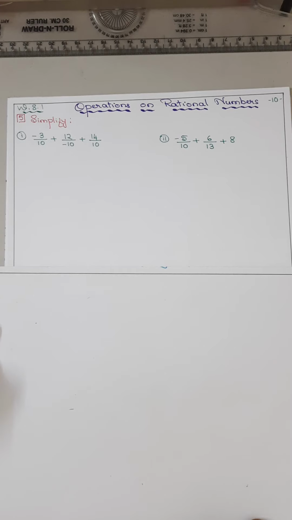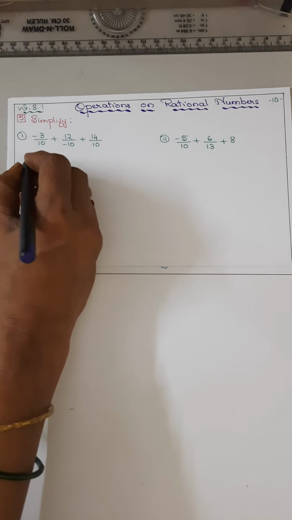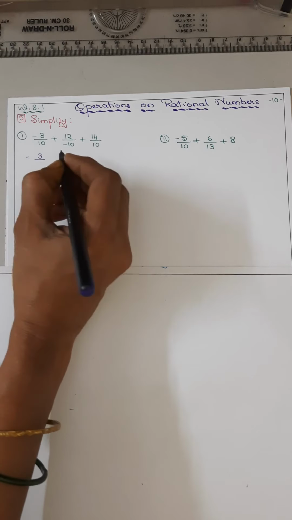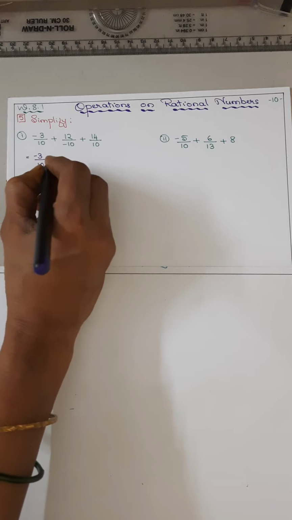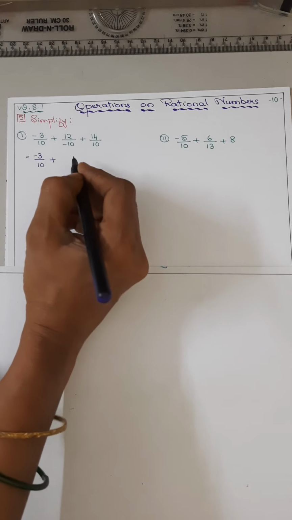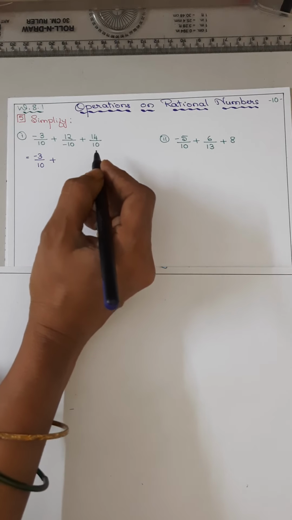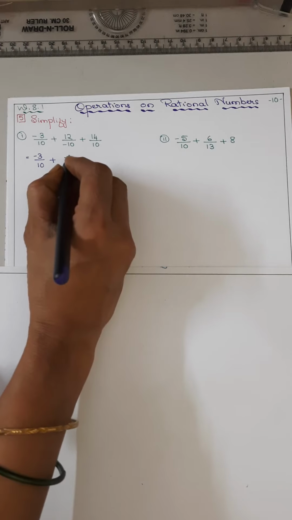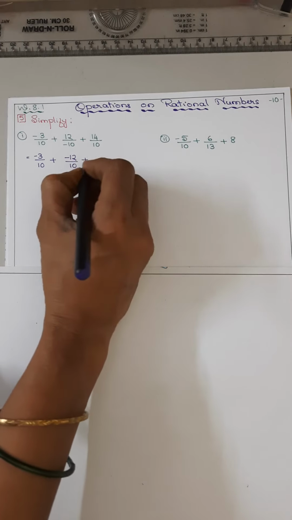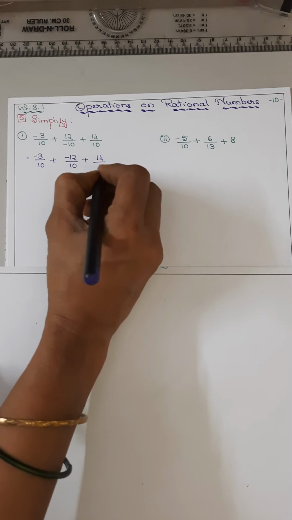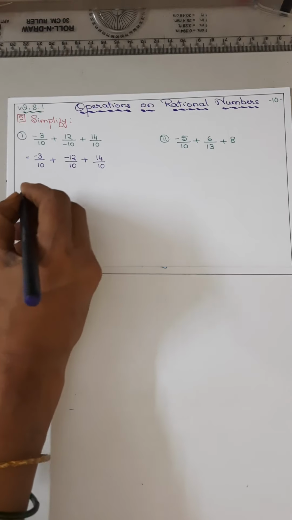So we have to convert it to positive. First convert the negative denominator to positive. So minus 3 by 10 and 12 by minus 10. When you multiply numerator and denominator by minus 1, it becomes minus 12 by 10 plus 14 by 10. Yes or no? Now the denominators are same.